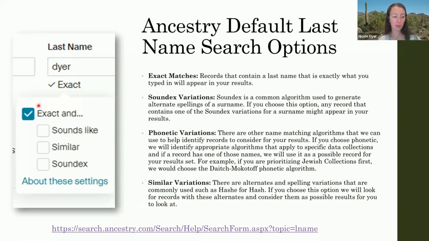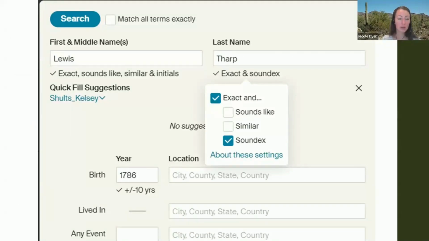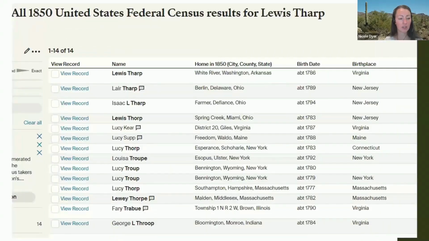And so you would probably want to try all of these. And if that fails, then you'll want to try wildcard searches. So here's an example of what it looks like to do a Soundex search. I typed in Lewis Tharp, I clicked exact, and then Soundex in the surname section. And then these are the results that I get.